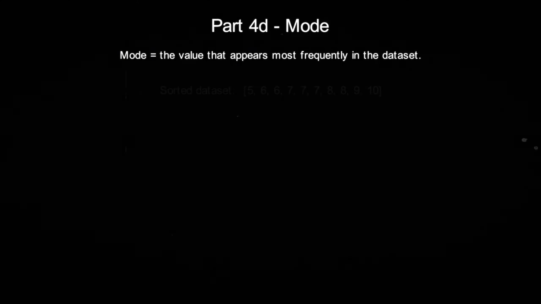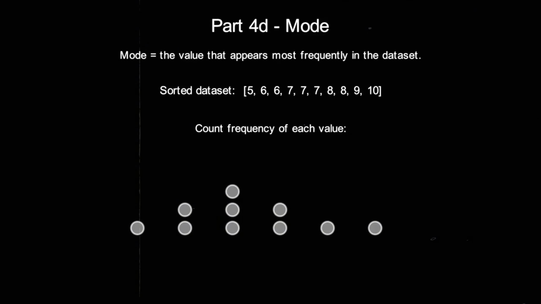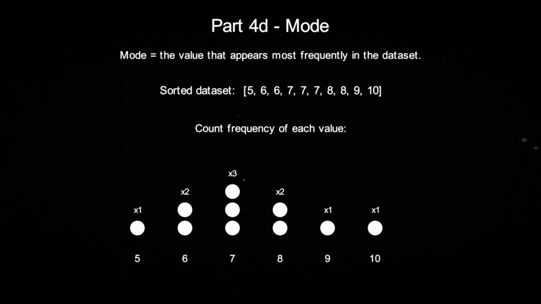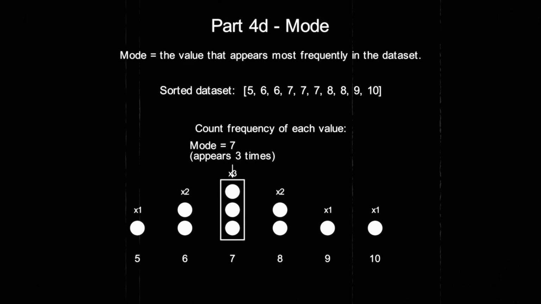Mode is the value that appears most often. A dataset can have one mode, 2 modes, which we call bimodal, or no mode. When a distribution is symmetric, mean equals median equals mode. If skewed left, which is negative skew, mean is less than median. If skewed right, mean is greater than median.